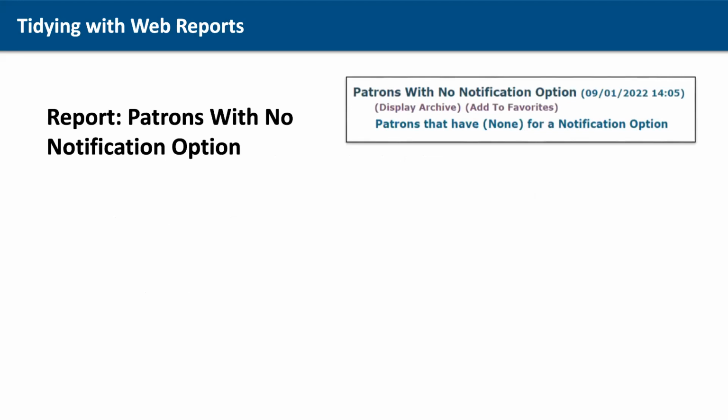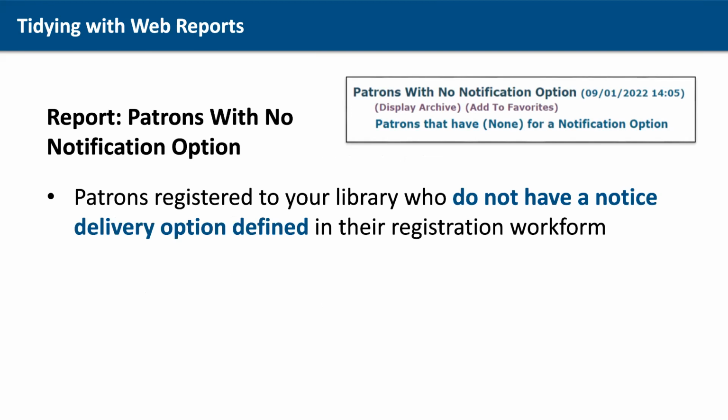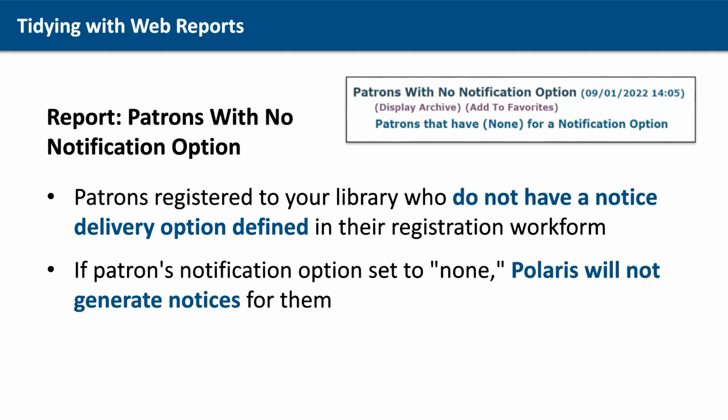The first report we're going to look at is the patrons with no notification option report. This report lists patrons registered to your library who do not have a notice delivery preference defined in the registration workform. If you've attended a recent training, you've probably already heard why this is an issue. If a patron's notification option is set to none, the patron will never receive notices. This means they won't get an alert when holds are ready for pickup or when their items are overdue. And then in Polaris, notices and bill notice.